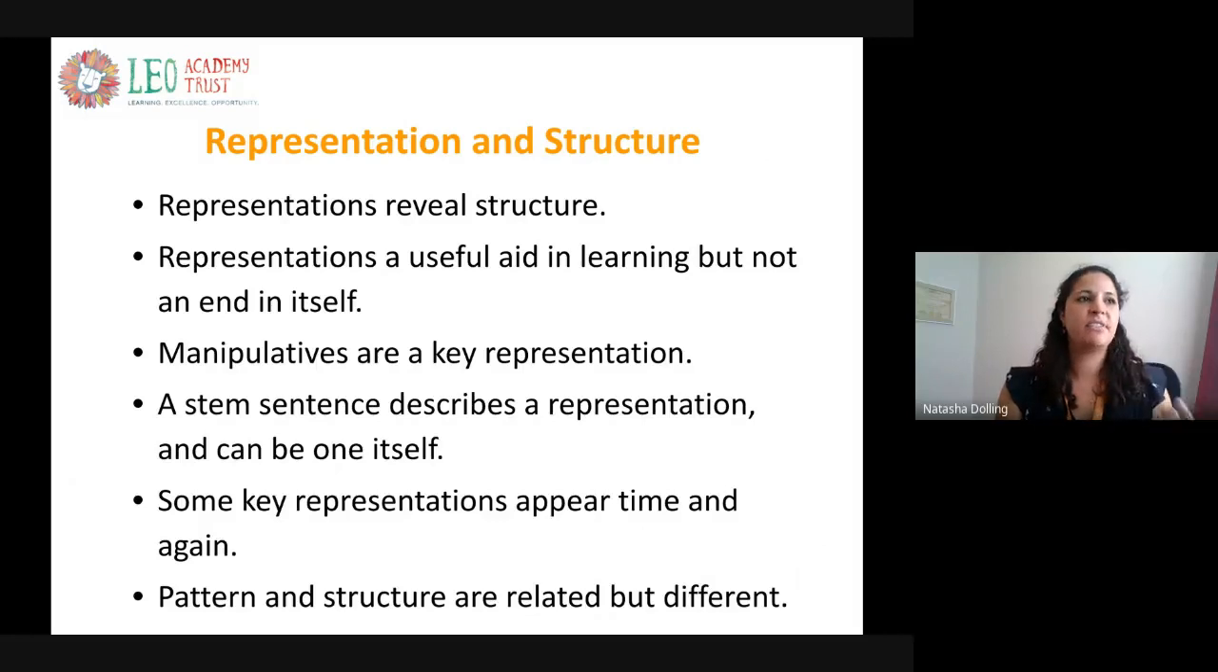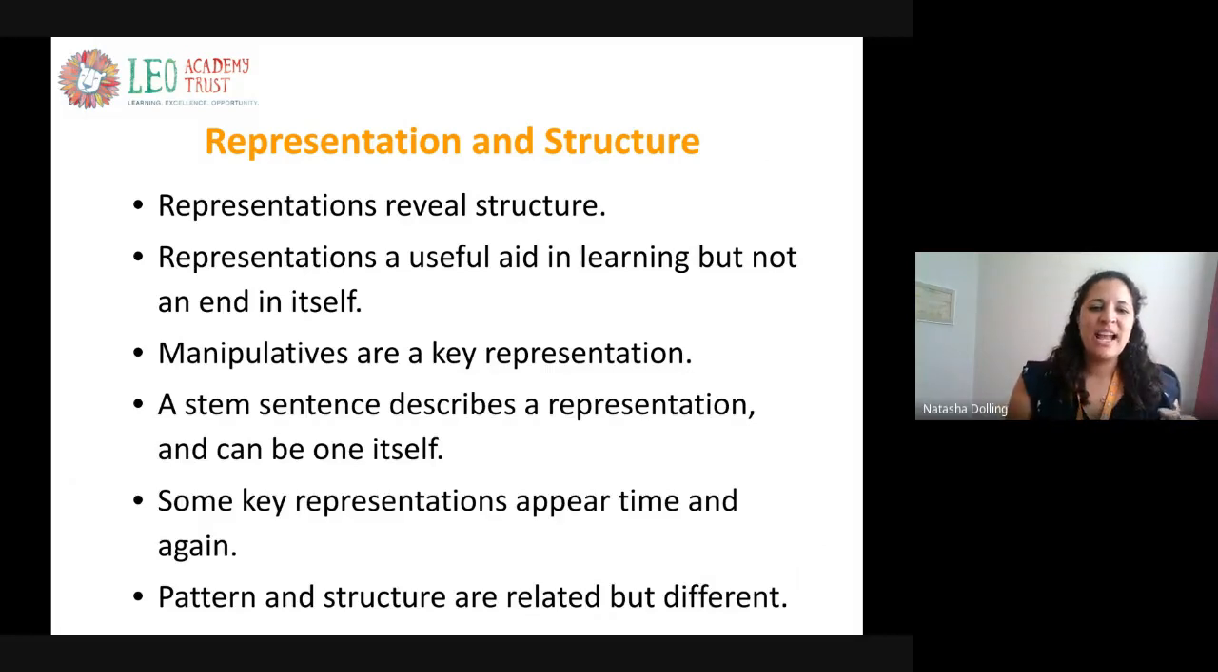78 has 7 tens and 8 ones. That stem sentence is a representation in itself of tens and ones. Some key representations appear time and time again. I'm sure you're going to be familiar with the ones that I mean, but I do want to show you how the representations which traditionally might have been thought of as being just in Key Stage 1, I want to show you why that is not the case, and they are equally important and valid in Key Stage 2.